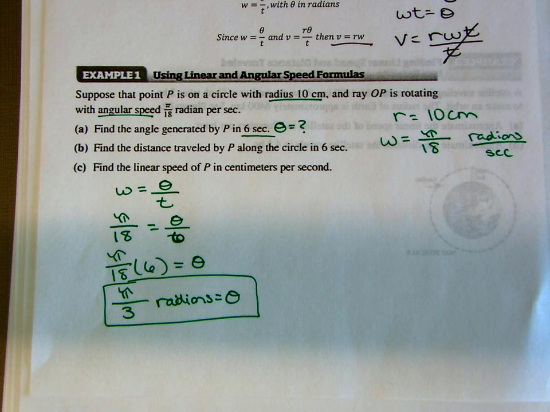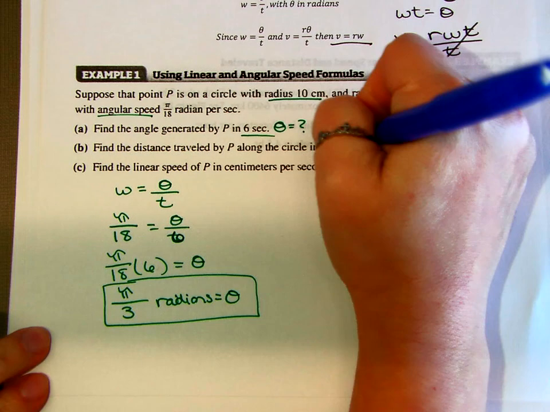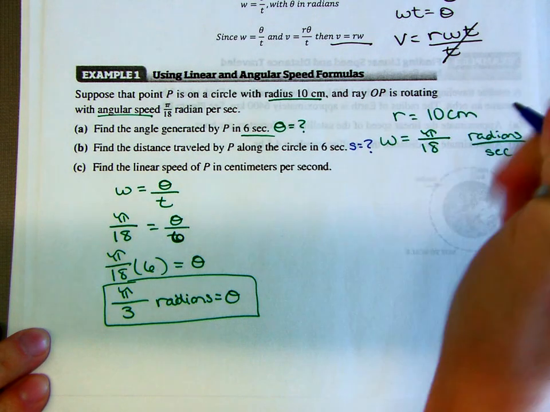B says find the distance traveled by P along the circle in those 6 seconds. So what are we looking for there for part B? If we're finding the distance traveled by P, what is it that we're finding? Yeah, we're finding the arc length. Because remember, the arc length is basically thinking about like the perimeter of a circle. And so we're trying to find what S is for this.